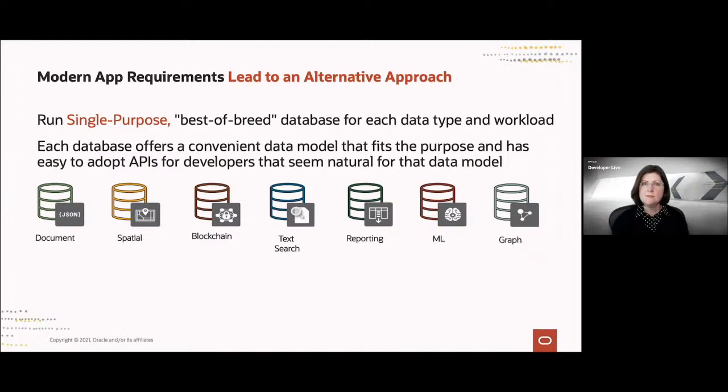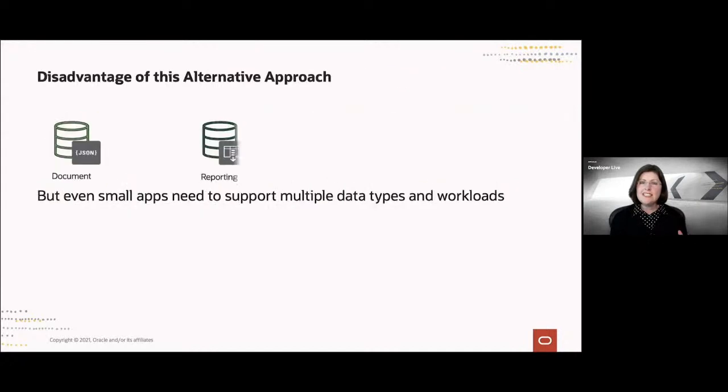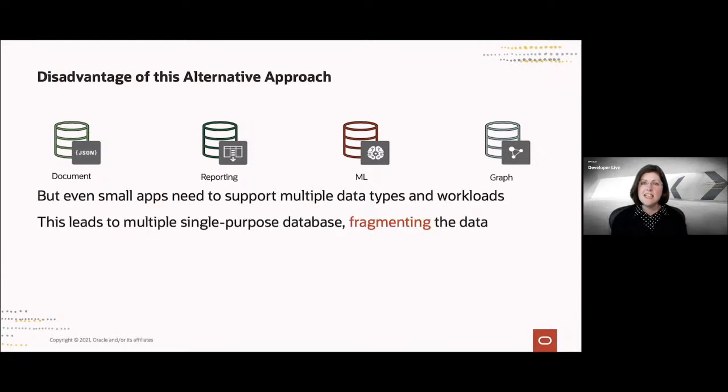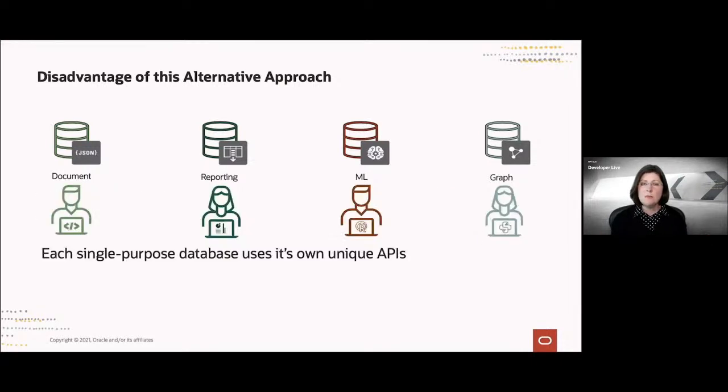However, even a very simple project is going to need to operate on multiple data types or even support multiple workloads. That means we're going to need multiple single purpose databases. And that has the potential to fragment our data across these different databases. On top of that, each of the different databases will have its own unique API. Remember that API being very native to that particular data type or workload that they're going to support.